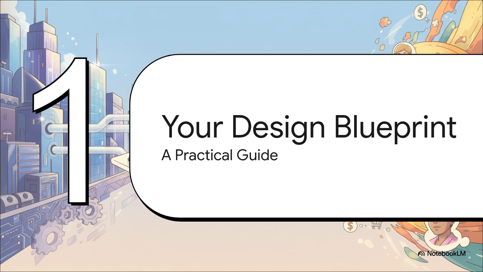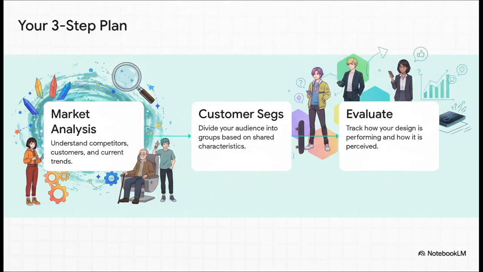But how do you, an industrial design student working on your own projects, actually use this stuff? Let's take everything we've talked about and boil it down into a simple, practical blueprint you can start using, like tomorrow. It's basically a three-step process. First up, market analysis. And I mean before you're even done sketching, go look at your competitors. What are people complaining about with their products? Where are the gaps? And look at those big macro trends.